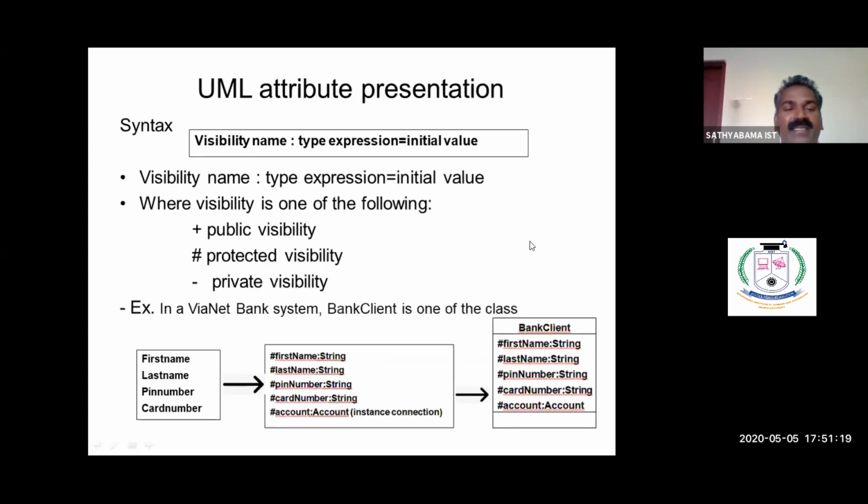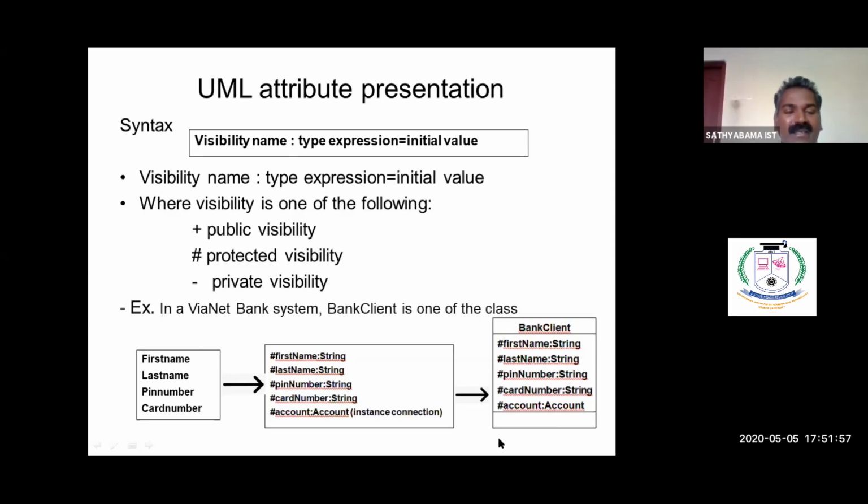The next part is UML attribute presentation, how the UML attribute can be defined. The class we already defined. For the attribute, we have a list of attributes. The syntax is visibility, name, type, expression equal to initial value. This is the syntax for representing the attribute. So what are all the visibilities available? We have public visibility, protected visibility, private visibility.